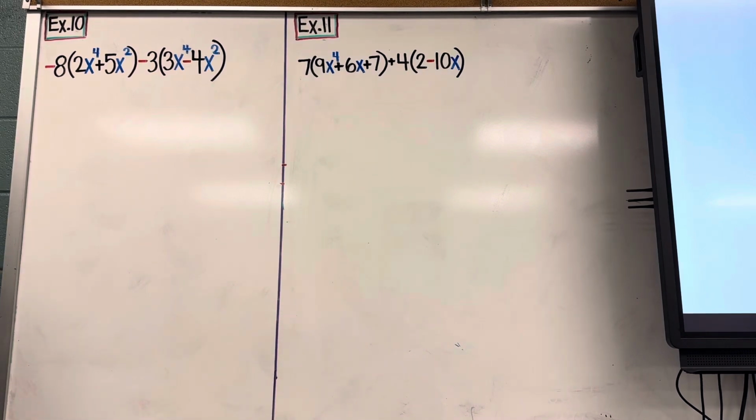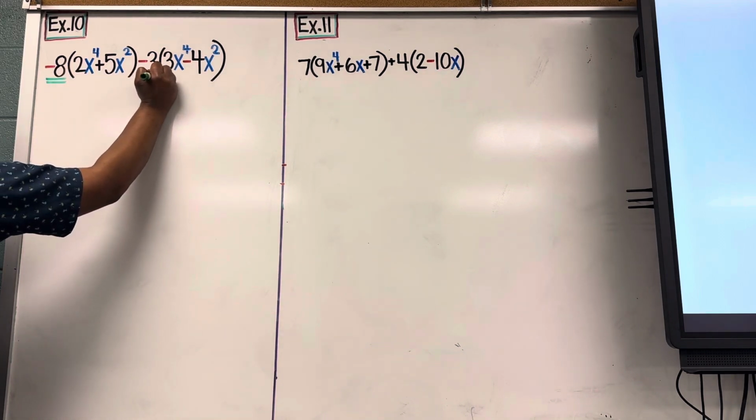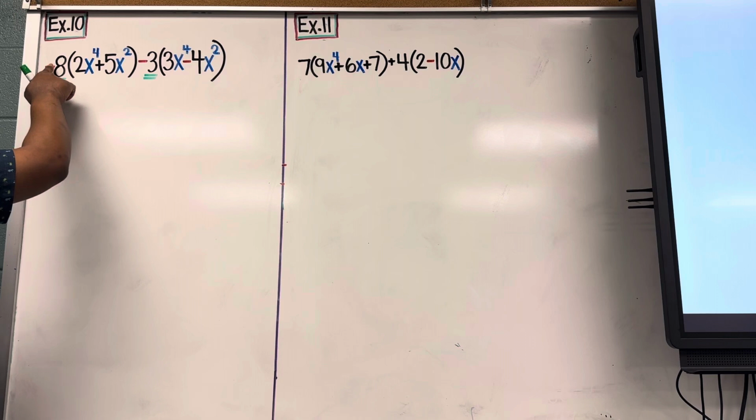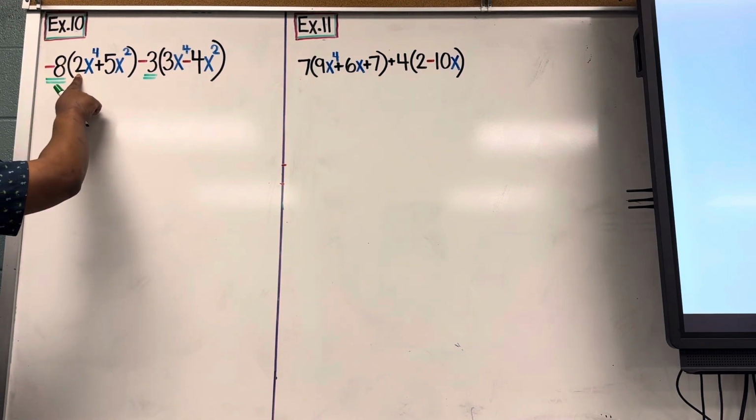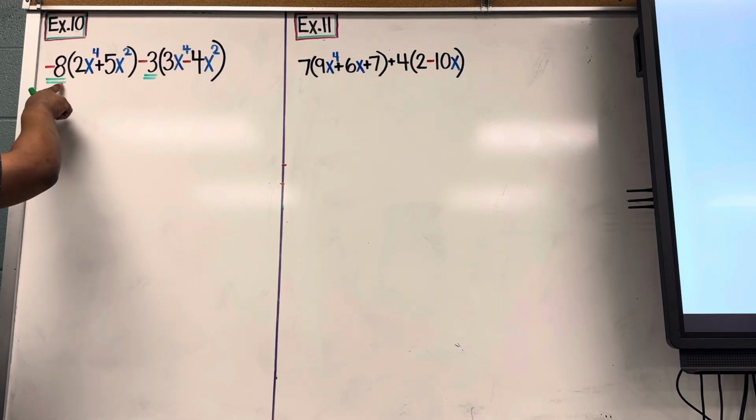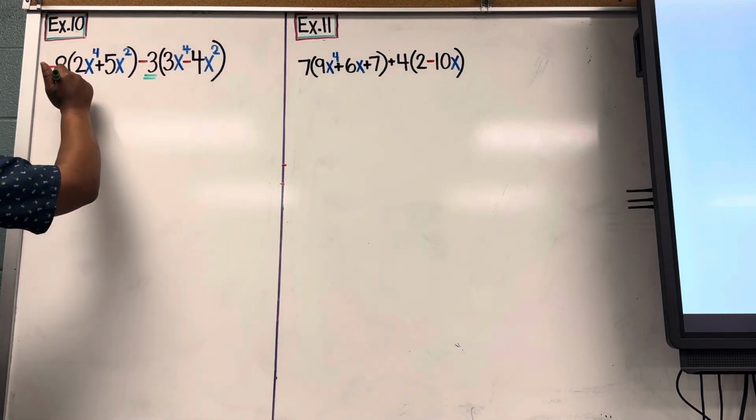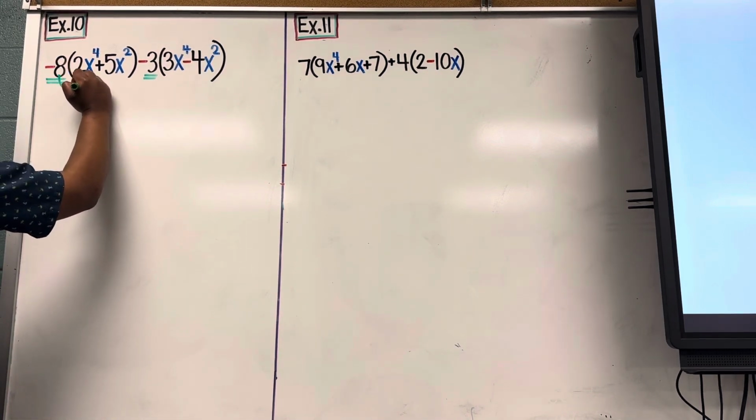If you notice, guys, the first parenthesis has a number attached to it on the outside along with the second parentheses, right? So we have to distribute, or multiply, the values within the parentheses by the value attached on the outside of the parentheses, okay? So let's start off with the first parentheses. Everything inside, I have to multiply by negative 8.